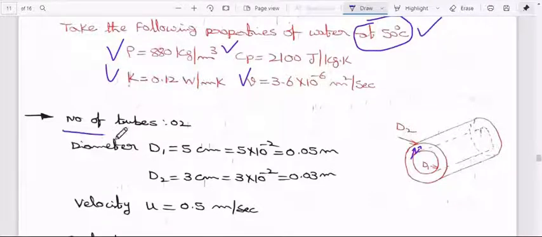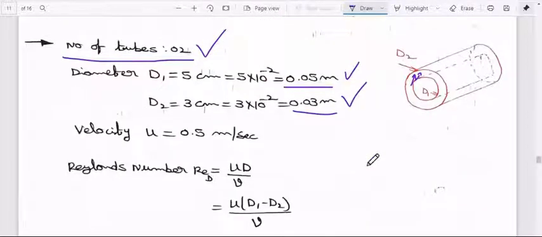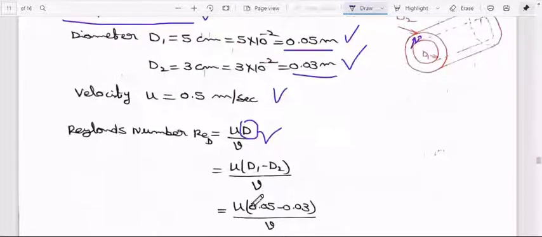So, coming to the solution. Number of tubes is equal to 2. The diameter D1 is 5 centimeters, that is 0.05 meters, and D2 is 3 centimeters, that is 0.03 meters. The velocity U is equal to 0.5 meters per second. The Reynolds number formula is UD by V. Here the diameter is equal to D1 minus D2, that means larger diameter minus smaller diameter.